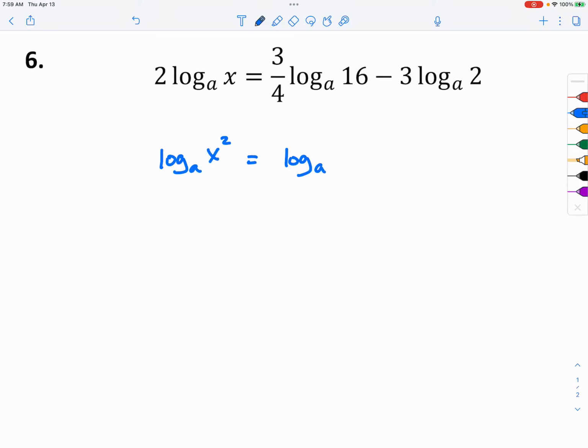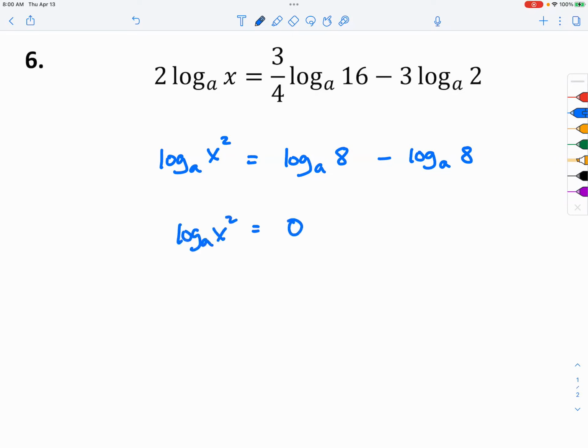All right, so 3/4 become the power of 16, which is what? 16 to the 3/4 power. So the 4th root of 16 is 2. 2 cubed is 8. Okay. And then minus log base A of, well, 2 to the 3rd power is 8. Ooh, do you see something special on the right? Log base A of h minus log base A of h, that is simply 0.